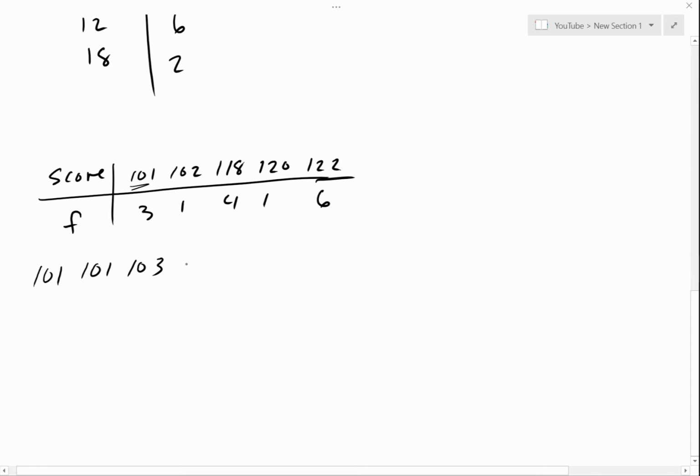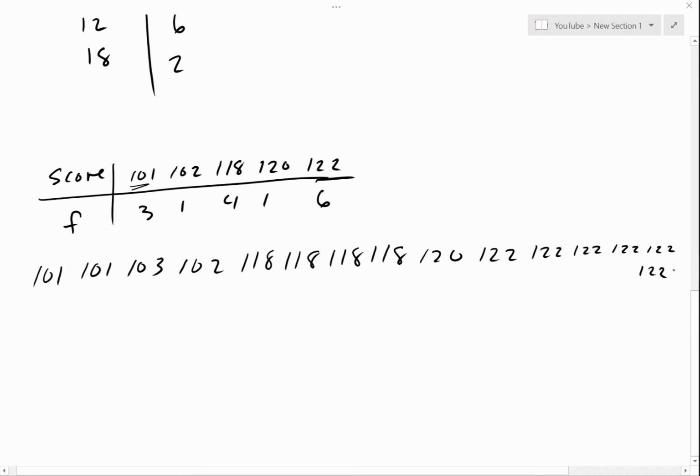How many 102s? Just 1 of them. How many 118s? 4 of them. How many 120s? 1 of them. How many, not how many 6s, how many 122s? 6 of them. 3, 4, 5, barely could fit it. 6. Okay, there's my list.